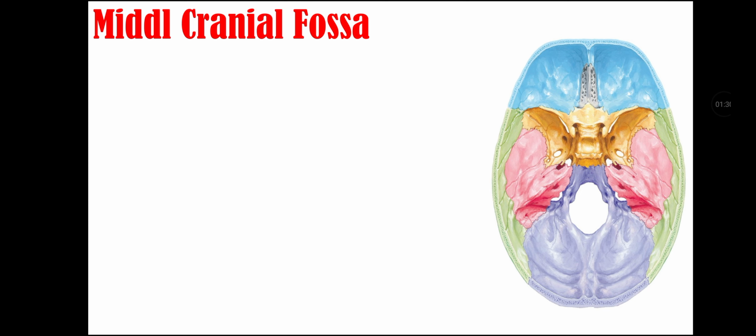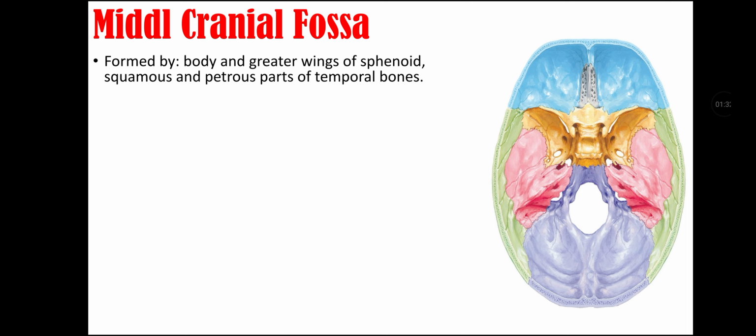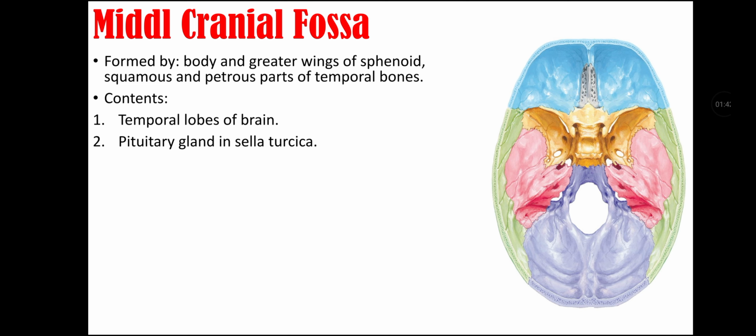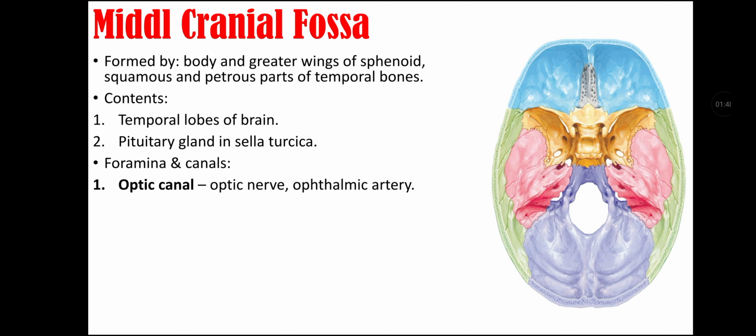Then talking about middle cranial fossa, it is formed by body and greater wing of sphenoid bone and also by squamous and petrous part of temporal bones. Content here include temporal lobes of brain and pituitary gland that is present in sella turcica. Foramina and canals in middle cranial fossa include optic canal that transmit optic nerve and ophthalmic artery.